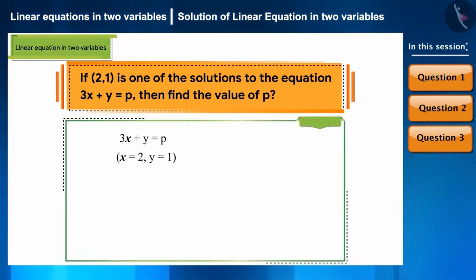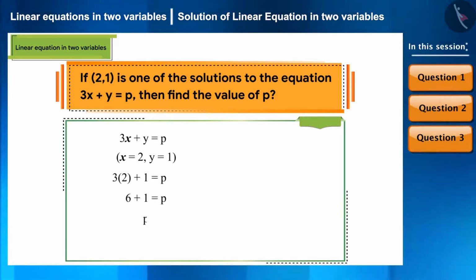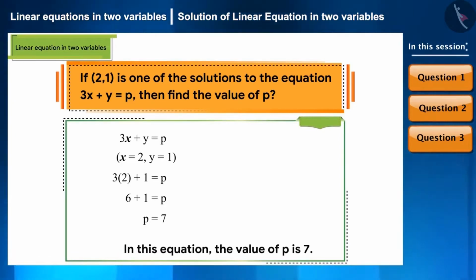So, substituting the value of x as 2 and y as 1 in the equation would look somewhat like this. 3 multiplied by 2 plus 1 is equal to p. 6 plus 1 is equal to p. And we will get the value of p as 7. The value of p in this equation is 7.